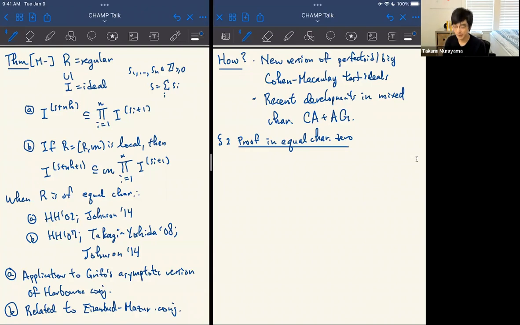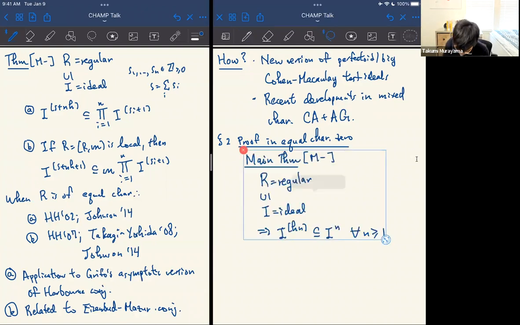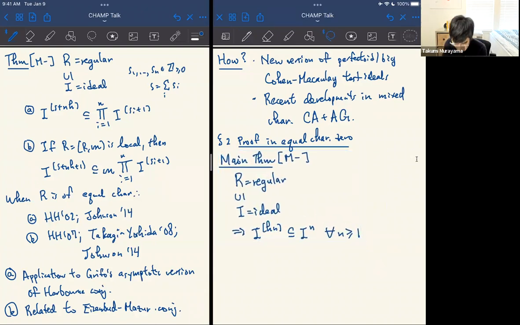So how does the proof go in equal characteristic 0? Let me paste here my main theorem again. If R is regular and I is an ideal, we can always include the hn symbolic power instead of I to the n. Let me show you a proof when R contains the rational numbers, so when it's of equal characteristic 0.